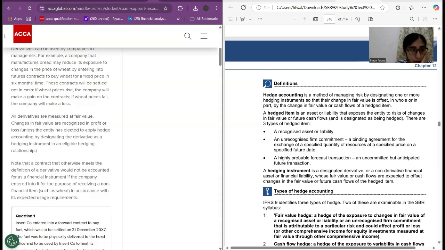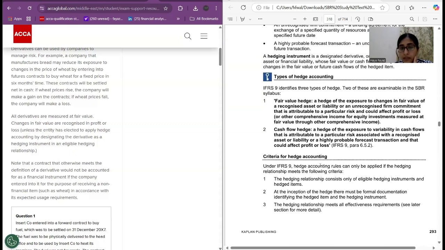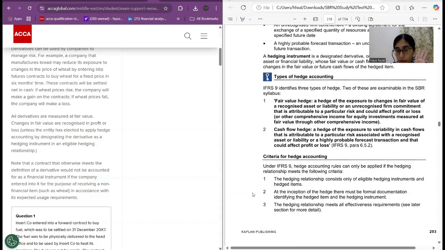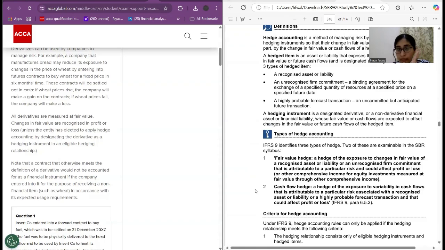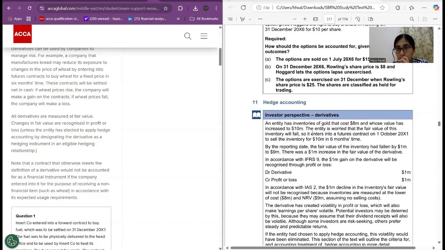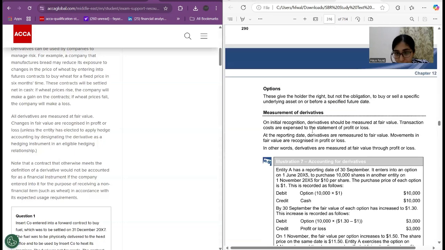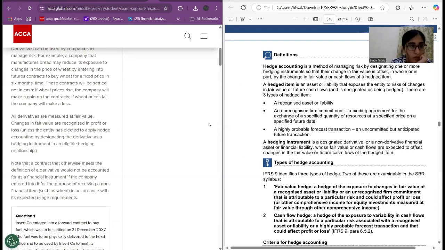So what happens is sometimes derivative contracts can be, according to hedge accounting, according to this specific. That's why I kept the screen open, because I know this is going to come up. So sometimes they apply this hedge accounting thing for derivatives. So all derivatives are measured at fair value, and changes in fair value are recognized in profit or loss unless the entity has elected to apply hedge accounting by designating the derivative as a hedging instrument in an eligible hedging relationship.